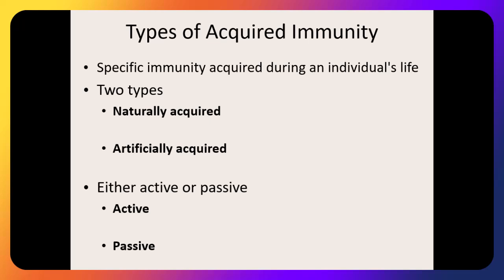Now, naturally acquired immunity means you have immunity to something you acquired in your everyday life. And I'm going to give you an example. So you've acquired immunity, so you have immunity, to something you've picked up in your everyday life. Artificially acquired immunity, so you have immunity, still immunity, to something you've acquired or have been exposed to via a vaccine.